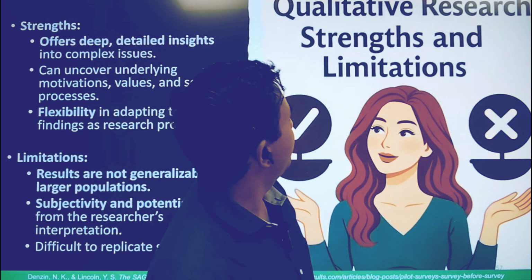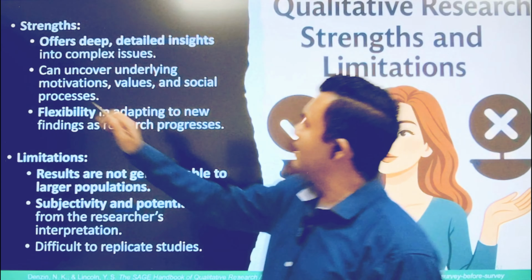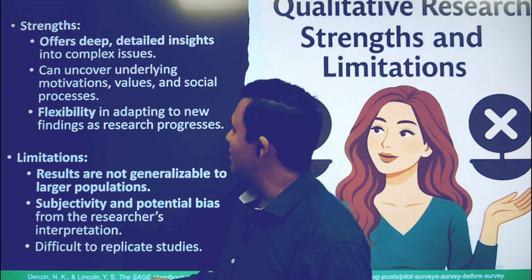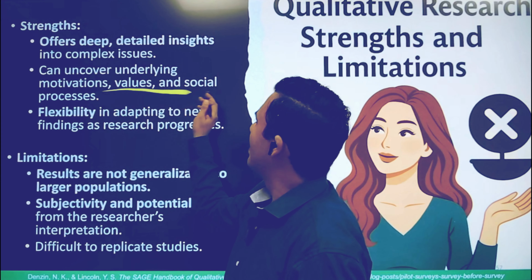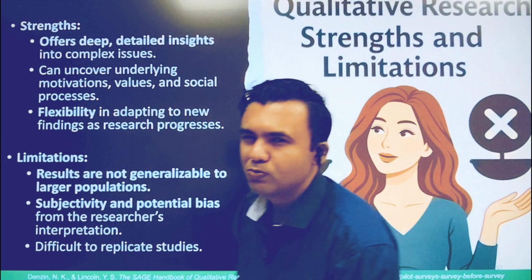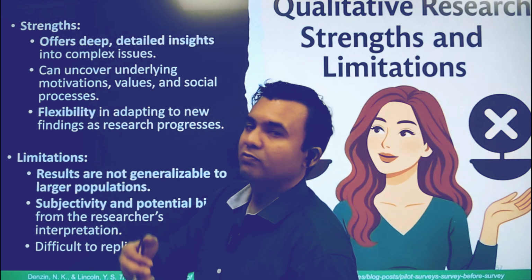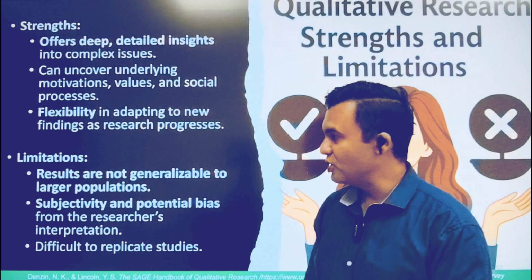right? Qualitative research has certain strengths and limitations. Let's see them. The strength is it offers deeper and detailed insights into complex issues, and it can uncover the underlying motivations, values, and the social process. It gives us much more detailed understanding. It's flexible also. It adapts very quickly when we find something new, and as our research progresses, it quickly changes also.